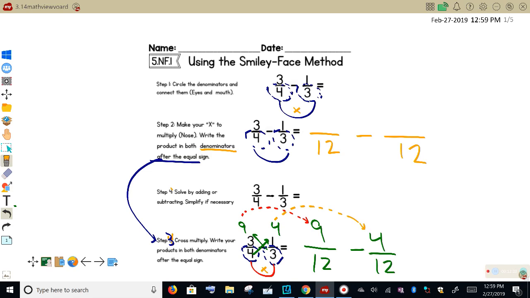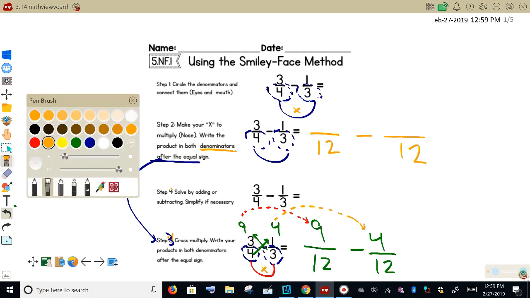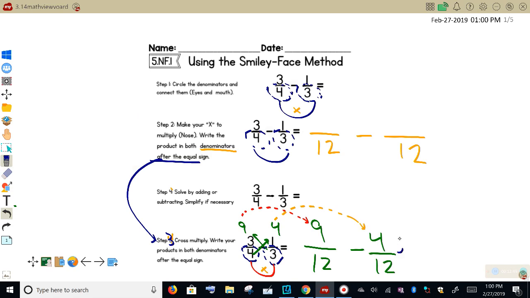Now I have what? Solve by adding and subtracting. Now my denominators are the same, so now I can look at my numerators. I am subtracting, so then you would get 5 over 12. So this is kind of like a combo. It looks like I got the notes for step 3 and step 4 written in the wrong spots. This should be 9 minus 4. It's going to be 5 twelfths.